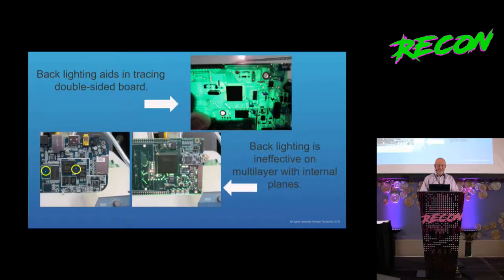So, backlighting. You can see that in backlighting, a simple two-layer board, the green board up at the top, is easy to see. However, the two at the bottom, you can see that there's absolutely nothing that can be seen, because they both have plane layers within the board.